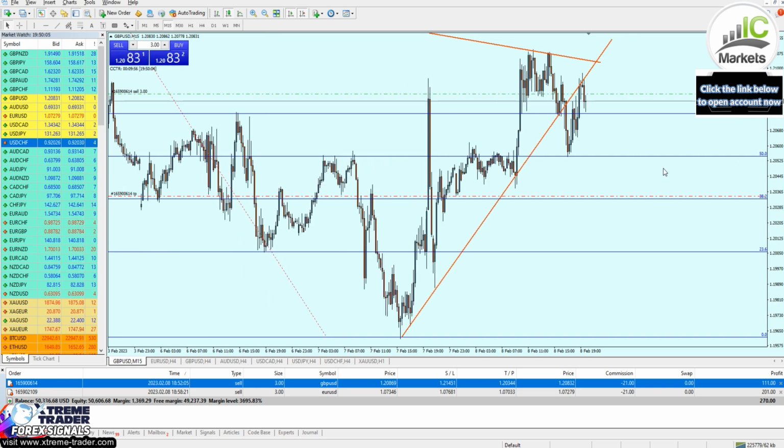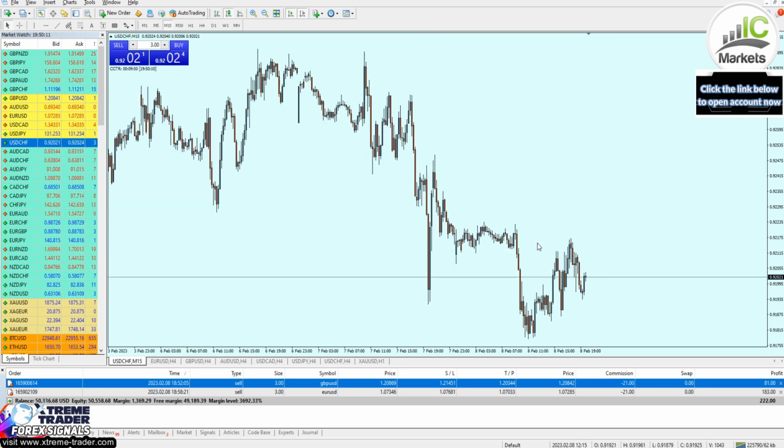Now, I have to show you an example of setups which you should actually avoid. I noticed here, for example, the USD-CHF. Now, I don't want you to just search for triangles and just trade the breakouts. This is so outdated. This is not what we are looking for.